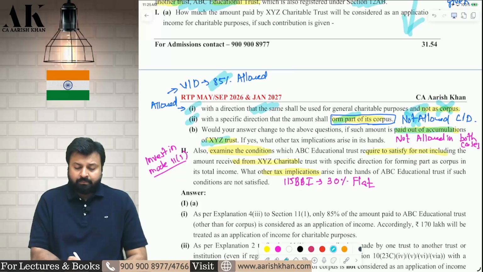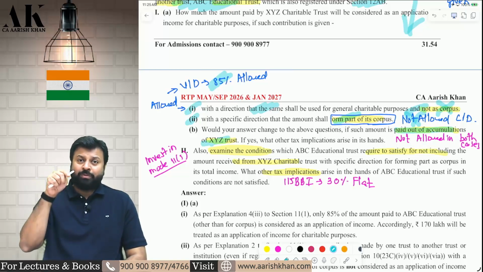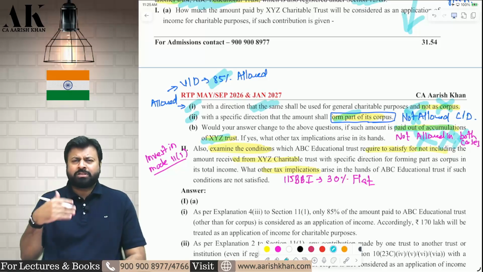Third part, will your answer change if the donation is given out of the accumulation of last year's? If this 200 lakhs is not given from current year income, but it is given from the accumulation of last year, it is not allowed. It is not allowed in both the cases. The donation should be given from the current year's income. If it is given from last year's accumulation, it will not be allowed, and voluntary donation also not allowed. Corpus donation anyway not allowed.